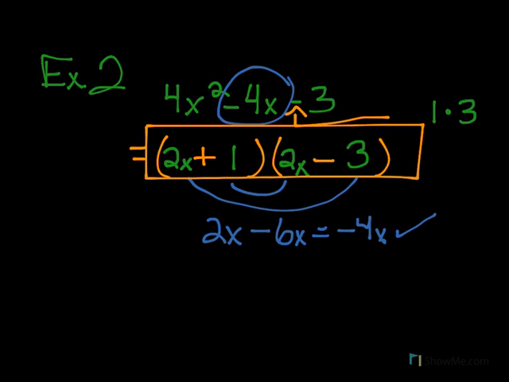If for some reason I put 2x minus 3 and 2x plus 1, then these numbers would have been backwards and I would have gotten a positive 4x. If that happens, the only thing that you have to do is change this negative to a positive and change this positive to a negative. That's the only thing that you have to do, switch the signs. But that did not happen. We actually got the correct answer the first time, so that was perfect.